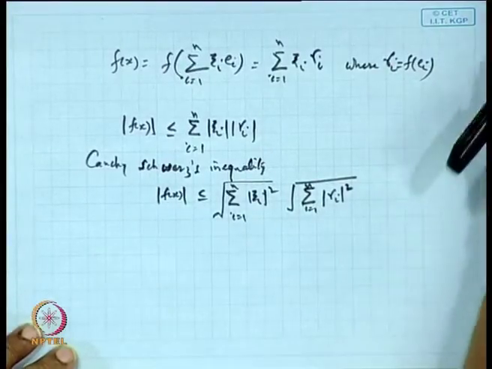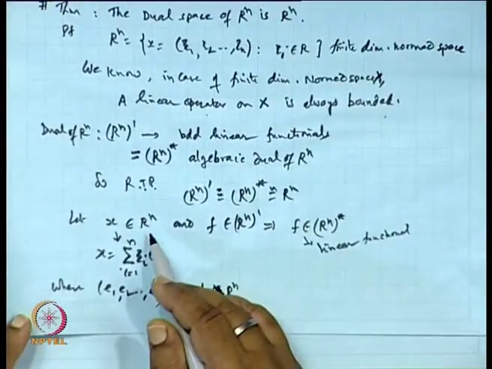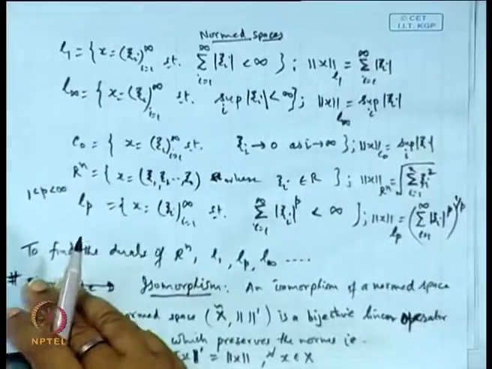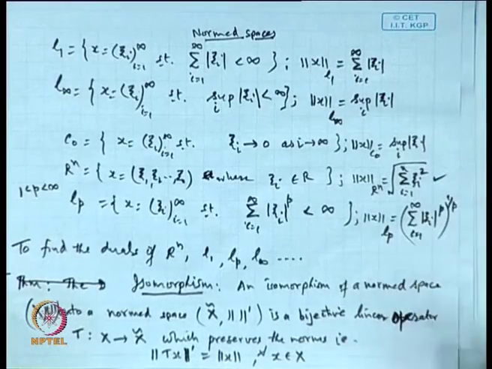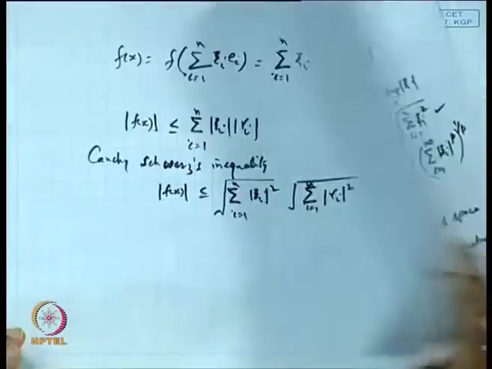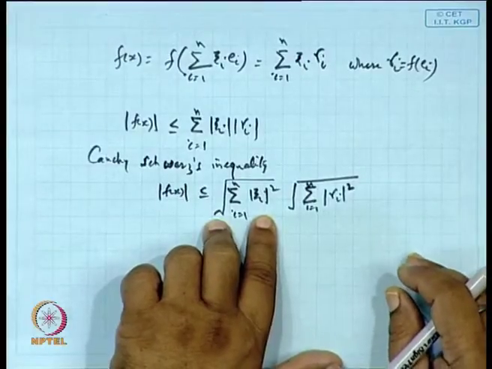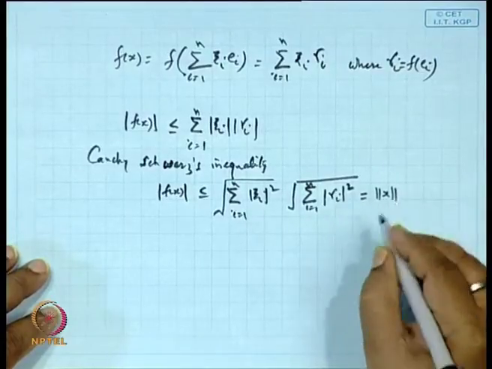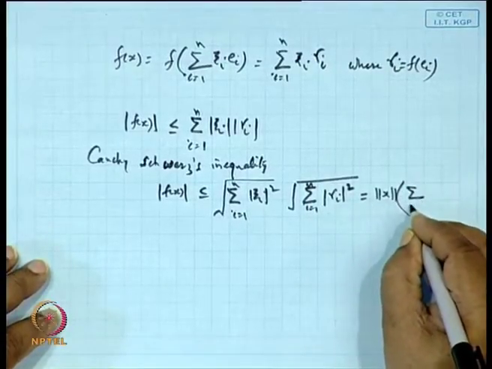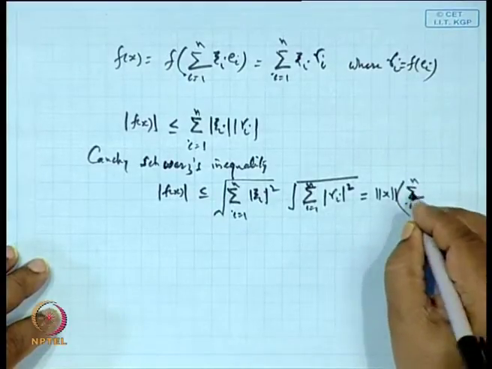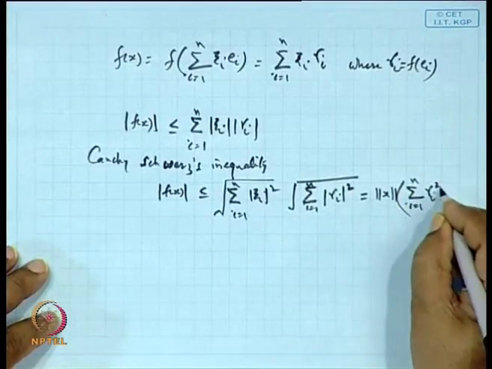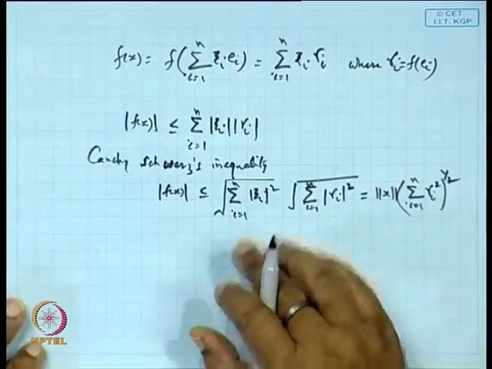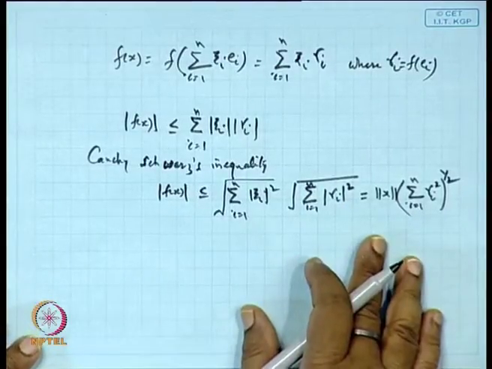x is a point in R n. Okay, so what is the norm of x? The norm of x we have already defined on R n in this way. Clear? So, basically this part is nothing but norm x. So, we can say this is equal to norm of x into sigma i is 1 to n mod gamma_i square, under root, because the mod is positive. Is it correct or not?